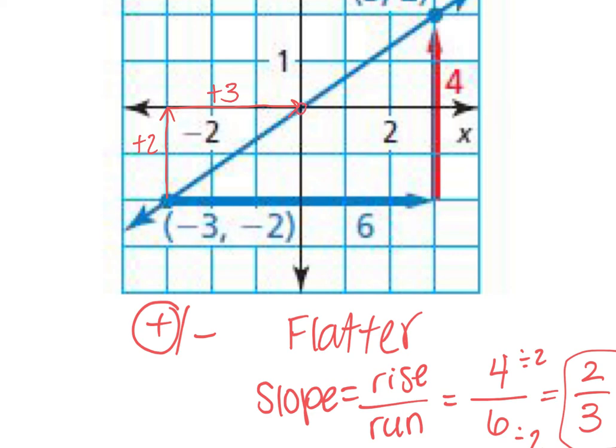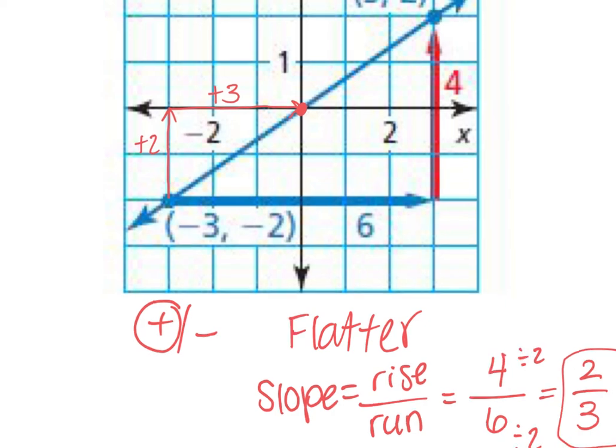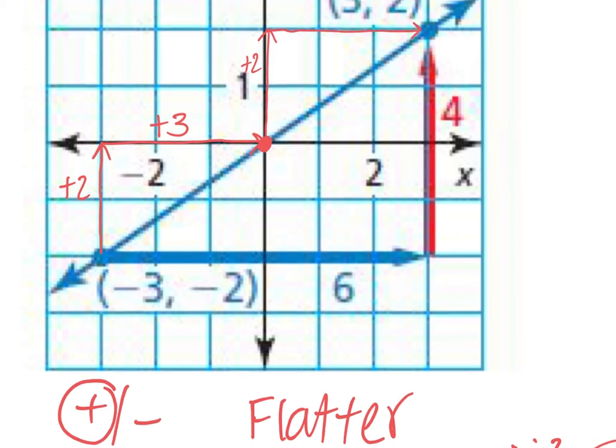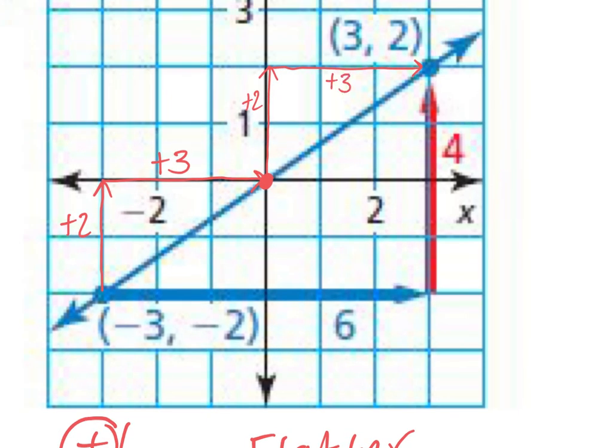Did we still end up on our graph? Yes. We did. Do it again. Go from that point, go up 2, and then go to the right 3. Did we stay on our graph? Yeah. Interesting, right?